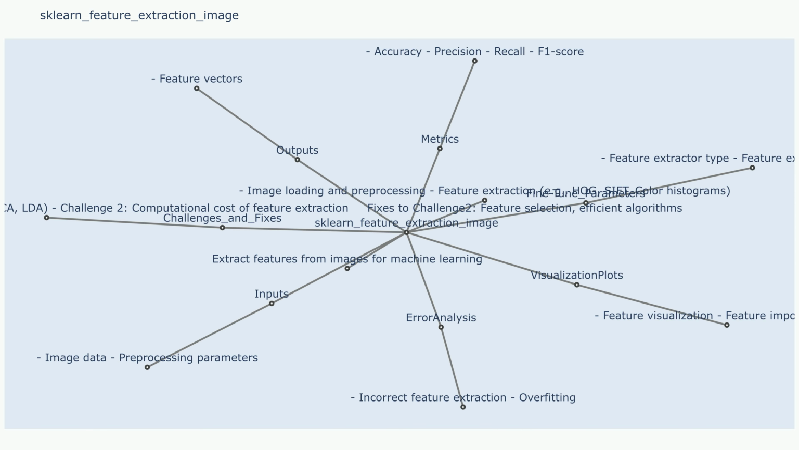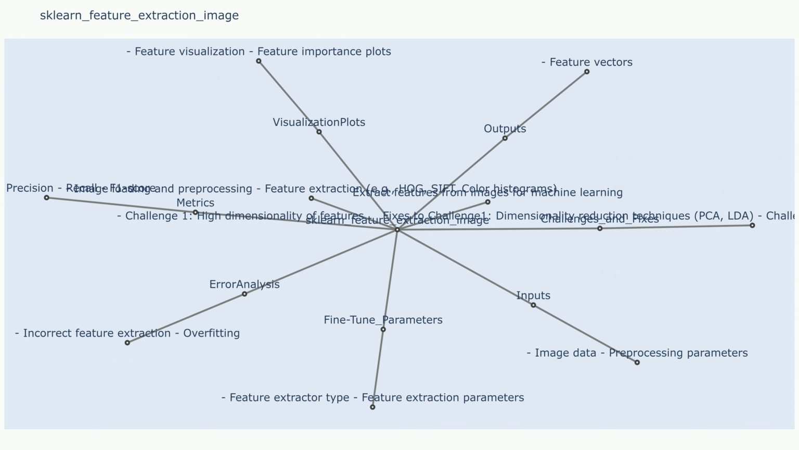sklearn feature extraction: image feature extraction from images using scikit-learn. Image feature extraction involves converting raw image data into a set of meaningful features that can be used by machine learning models. These features capture essential information about the image, such as color, texture, shape, and spatial relationships between different parts of the image. Sklearn provides various tools for feature extraction from images, enabling effective representation of visual data for tasks like image classification, object detection, and image retrieval.